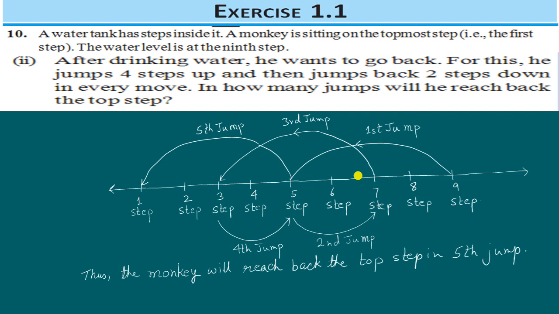Question number 2. After drinking water, he wants to go back. For this, he jumps 4 steps up and then jumps back 2 steps down in every move. In how many jumps will he reach back the top step?